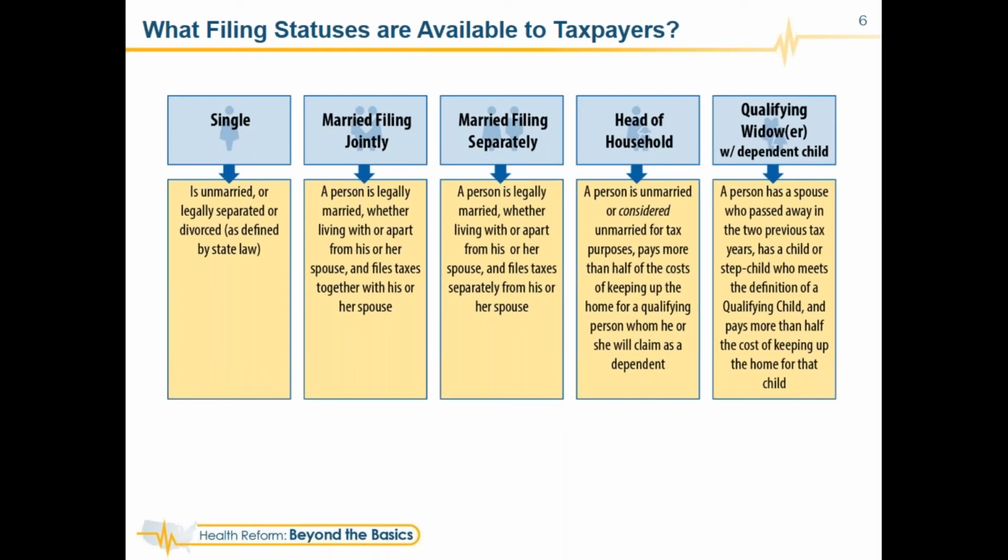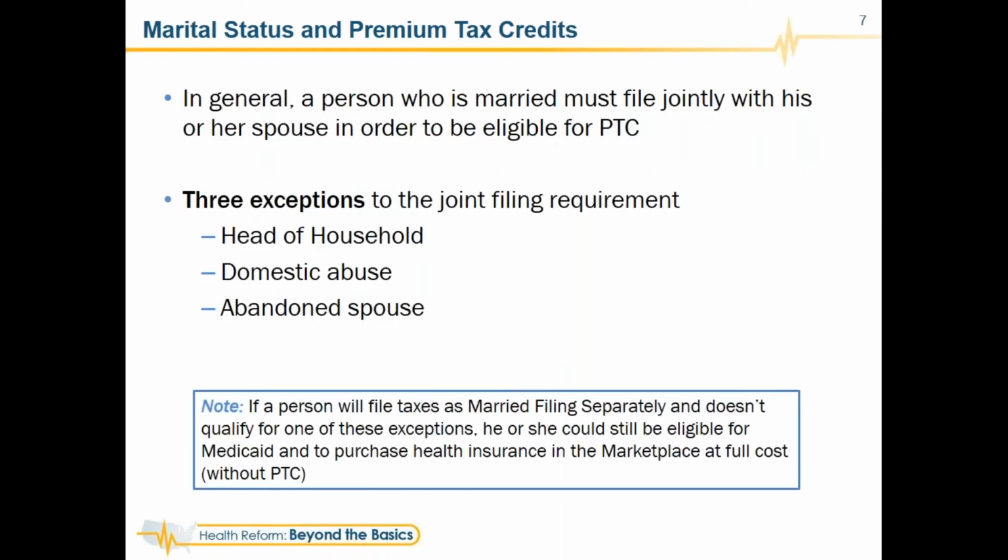Next is head of household. We're going to talk in more detail about head of household, but this is a person who is either unmarried, so someone who is actually single, or is considered unmarried for tax purposes, and also pays more than half the cost of keeping up the home for a qualifying person, whom he or she will claim as a dependent. We're going to unpack that in the next couple of slides. Or someone could be a qualifying widower, but to claim that status, they need a dependent child.